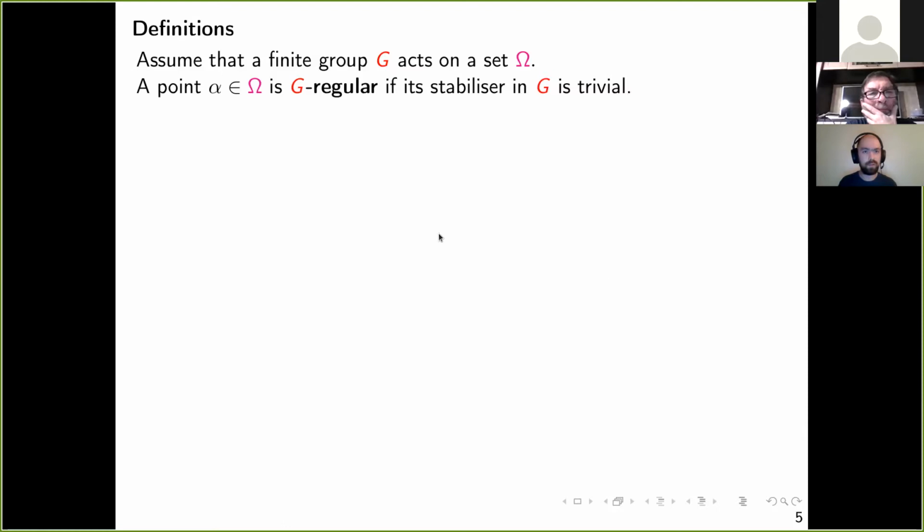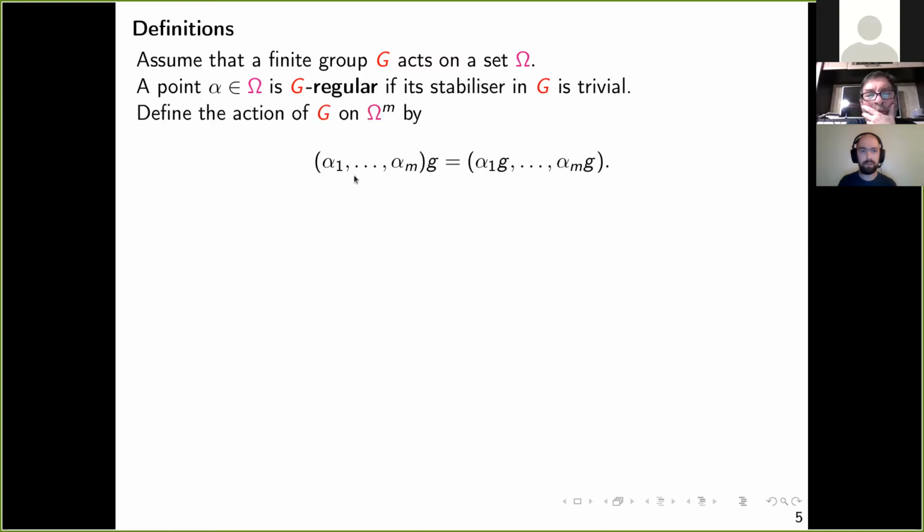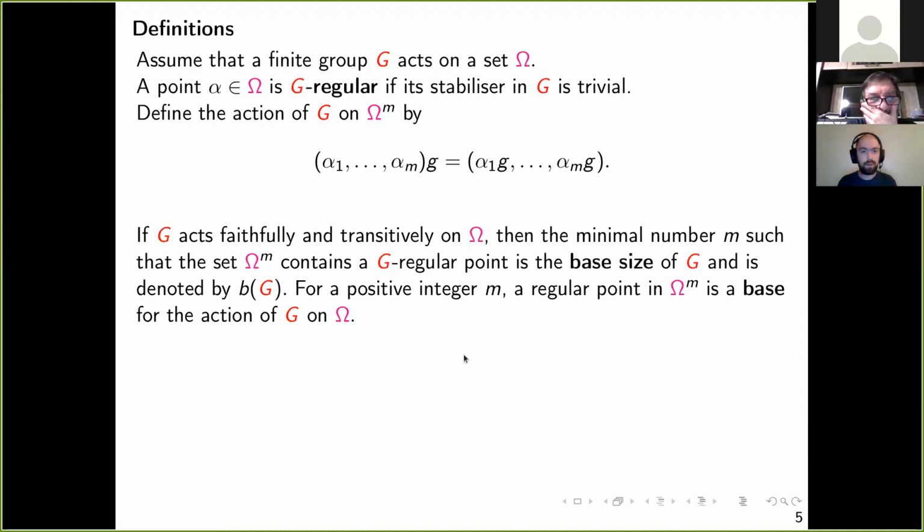I would like to remind you that a point from omega is G regular if its stabilizer in G is trivial. Let us define an action of G on omega to M, just coordinate-wise. If G acts faithfully and transitively on omega, then the minimal number M such that omega to M contains a G regular point is called a base size of G, denoted by B of G. A regular point on omega to M is a base for this action.